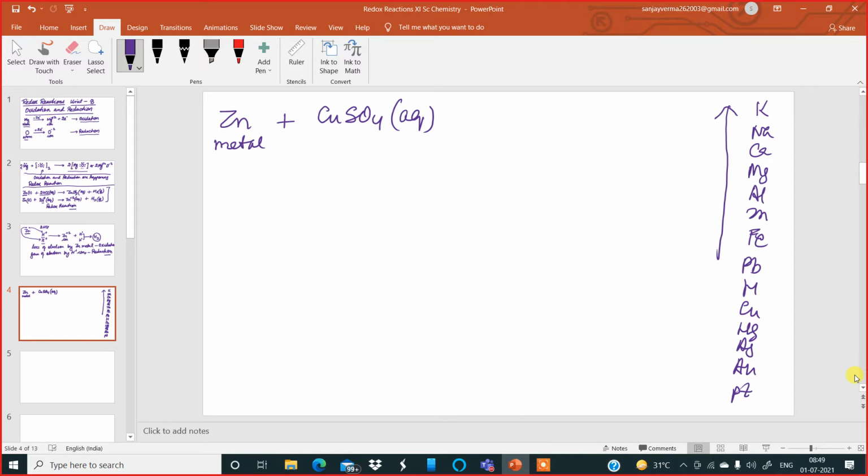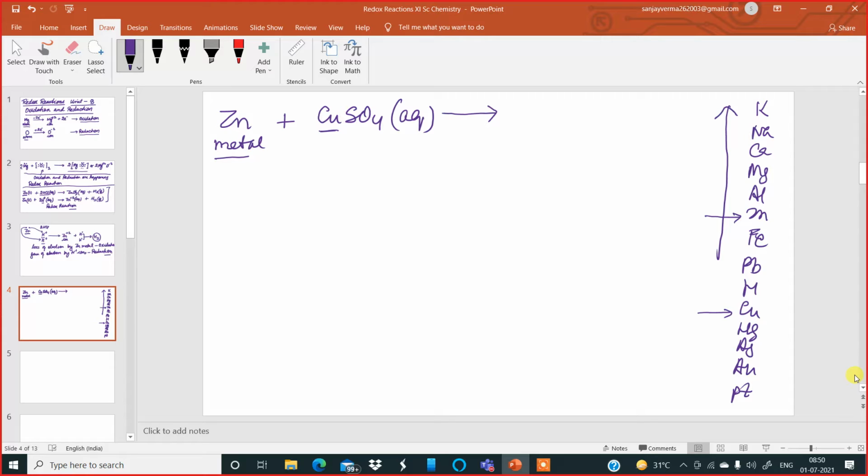Now, according to the class 8 and 9 concept, if you perform this reaction, look at the position of zinc metal and copper metal in this series. Copper is here and zinc is here. So which is more reactive? Zinc, obviously. Zinc is more reactive, so this zinc metal is going to displace, kick out copper from copper sulfate solution.